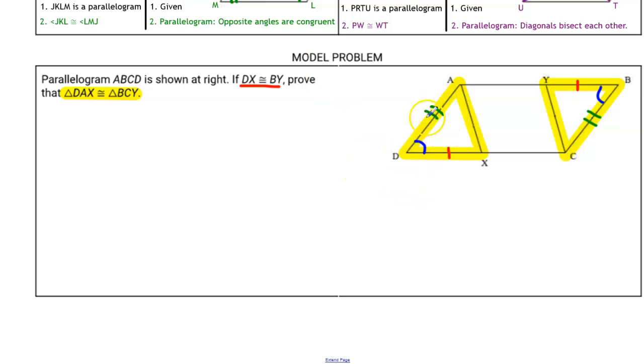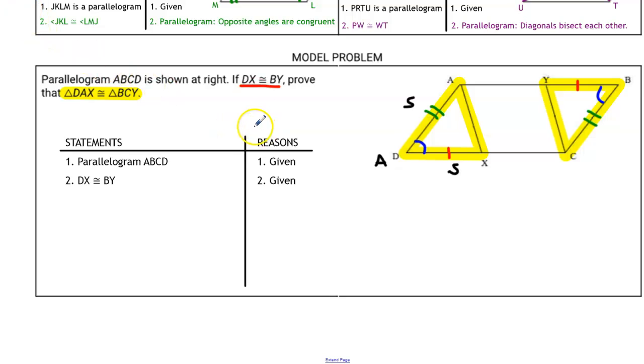to be using. We know that this side is congruent to this side. We have a pair of congruent angles that's included, and another side that's congruent to another side. Looks to me like we're going to be using SAS in our proof. Okay, now that we have a plan, now that we know that there are some things in the parallelogram that need proving, let's now start writing out the proof.